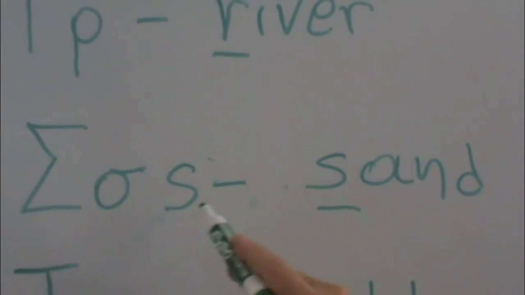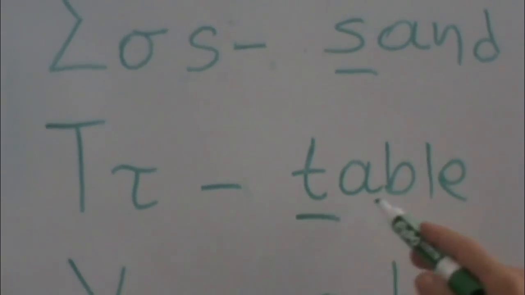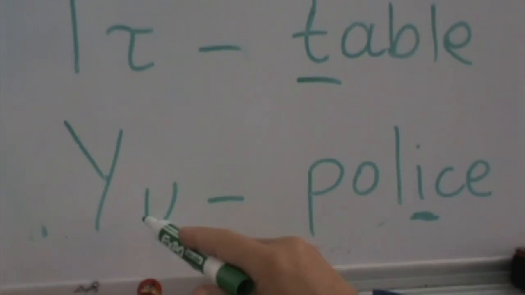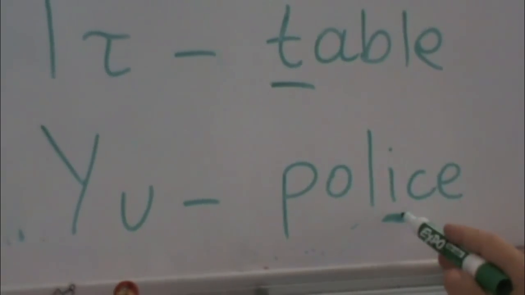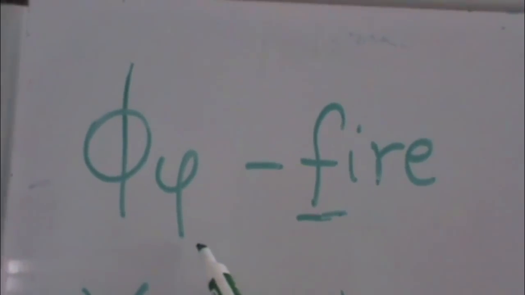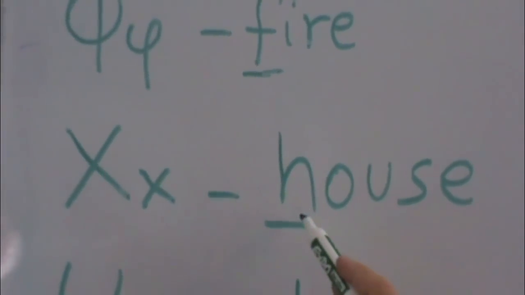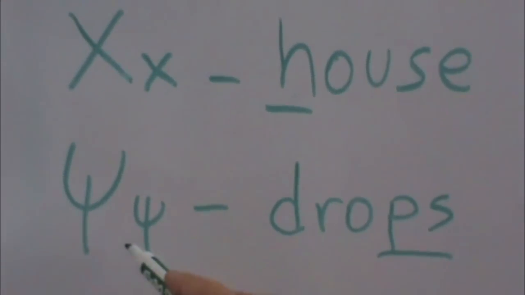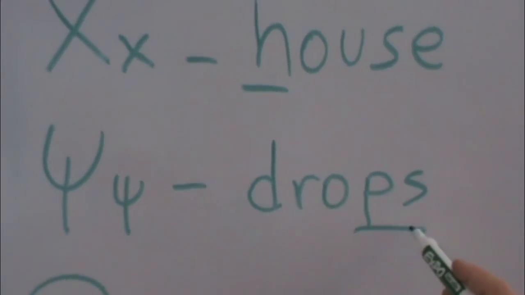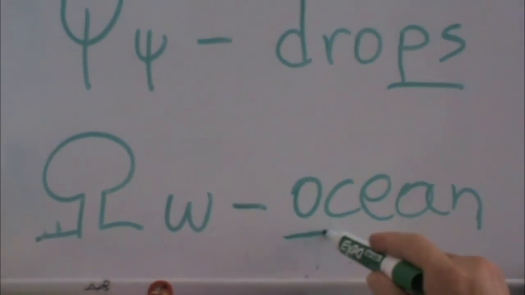Sigma, S as in sand. Taf, T as in table. Ypsilon, E as in police. Phi, F as in fire. He, H as in house. Psi, Ps as in drops. Omega, O as in ocean.